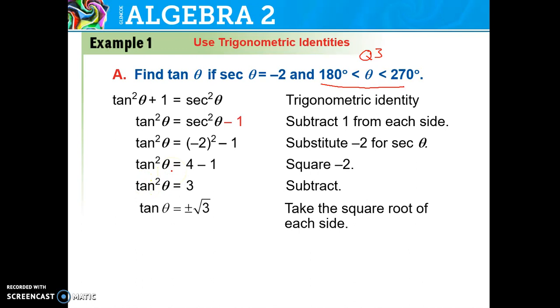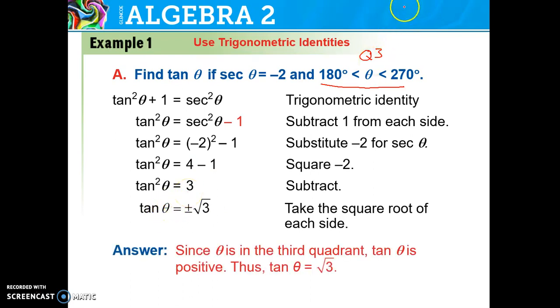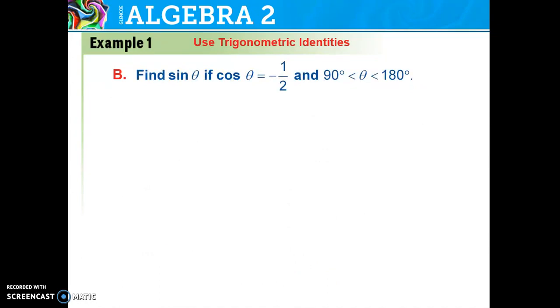Then I take the square root of both sides, don't forget to do plus or minus, and I get the tangent of theta is plus or minus square root of 3. Since I'm in the third quadrant, tangent has to be positive, thinking back to chapter 12. So I'm going to choose positive square root of 3 because of where my angle is, because of what quadrant it's in. So here's another one with sine and cosine.